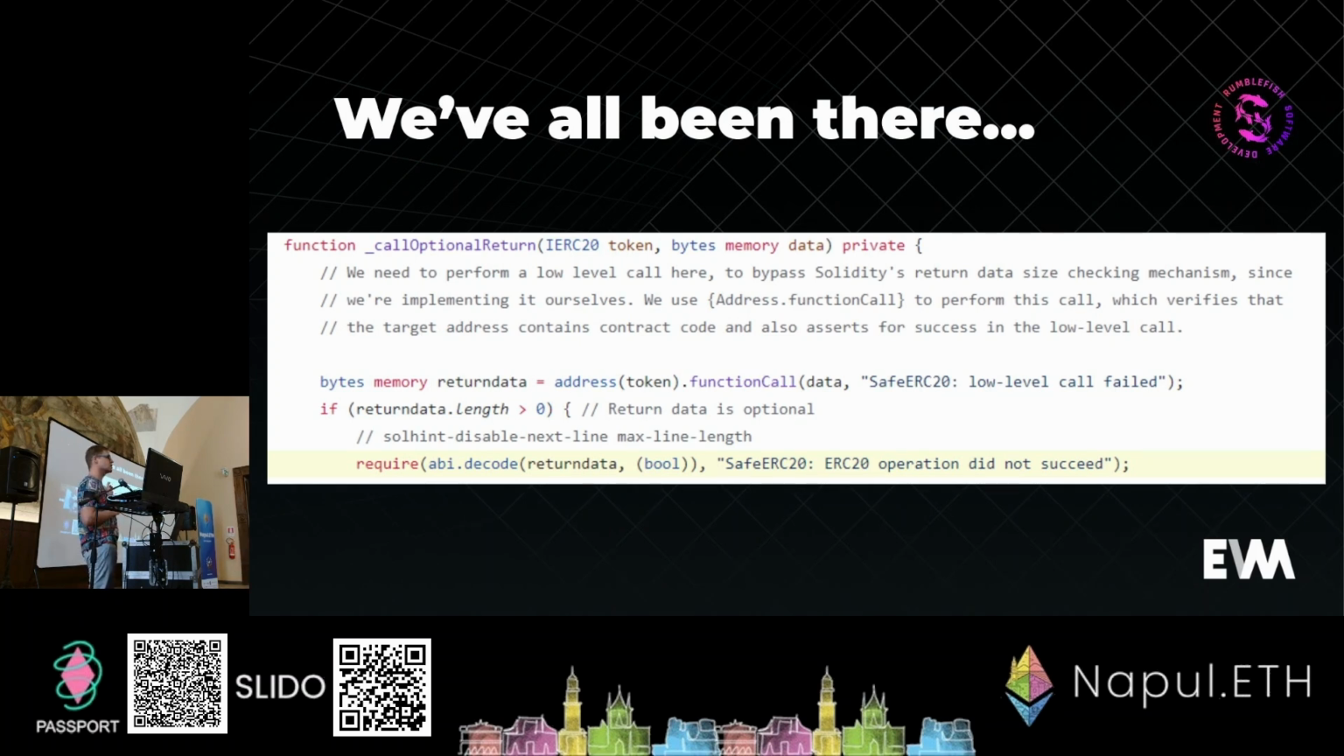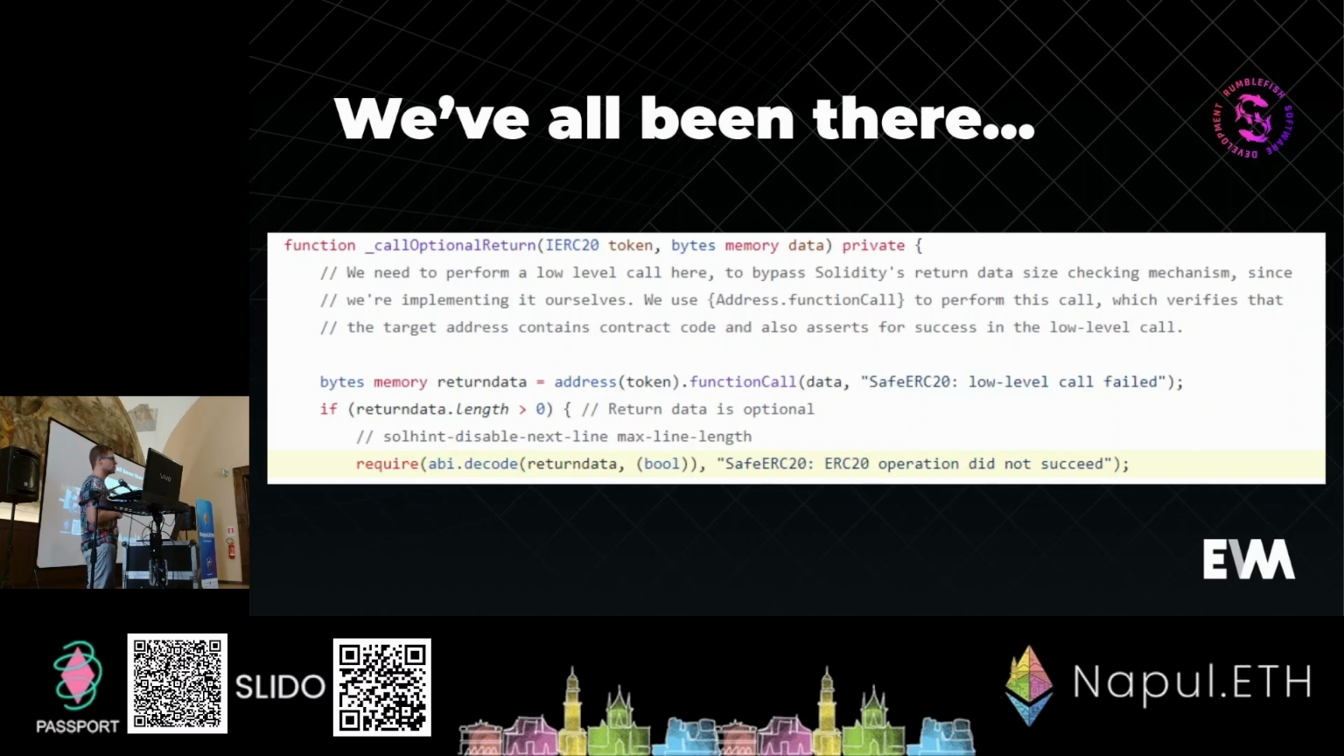Does anyone know which library this code is from? Does it look familiar to anyone? Especially this part, "SafeERC20: ERC20 operation did not succeed." Does this sound familiar to anyone? Well, this one is very personal to me. It's a history which has haunted me since 2020.